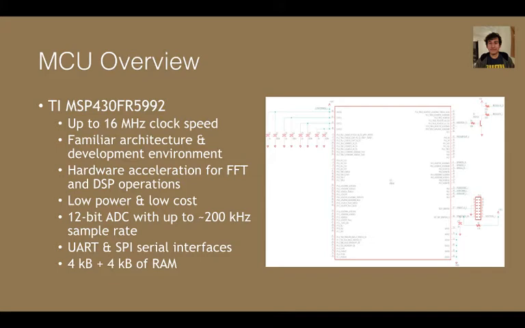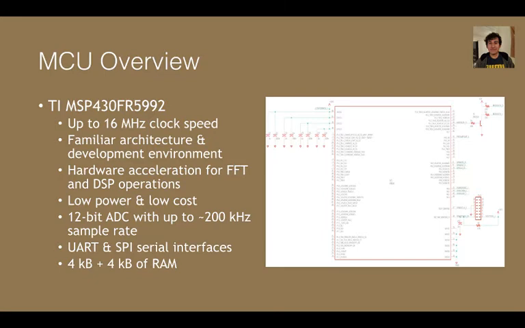The microcontroller that we are using for the core of our digital logic is the TI MSP430FR5992. The CPU clock speed can go up to 16 megahertz, and it uses a familiar architecture and development environment that we have used in the past in some of our other classes. And that is why we selected this microcontroller instead of other alternatives.